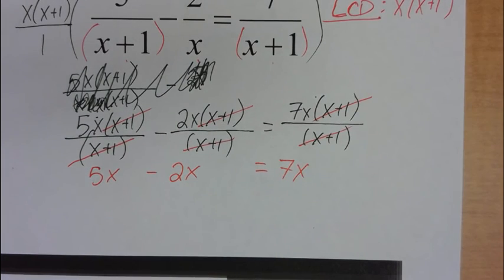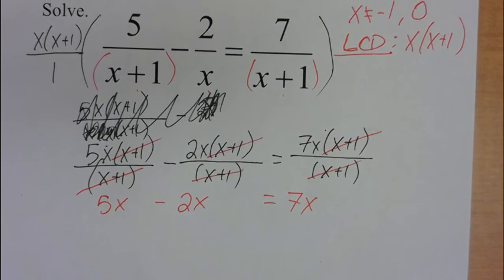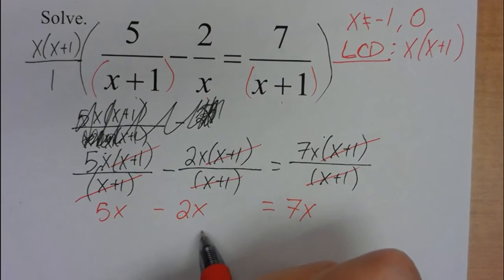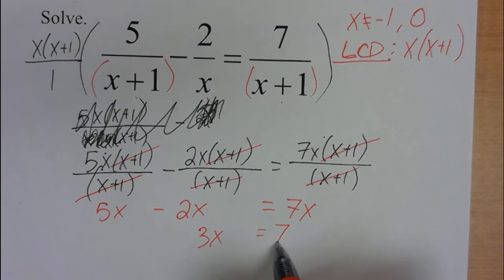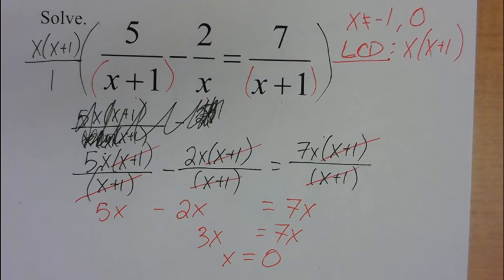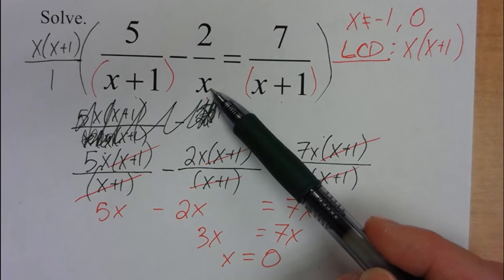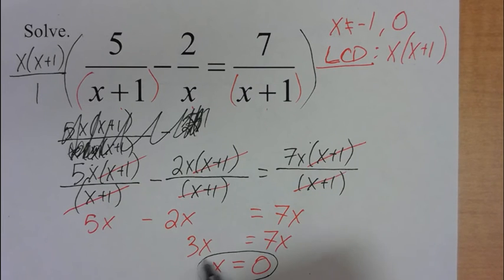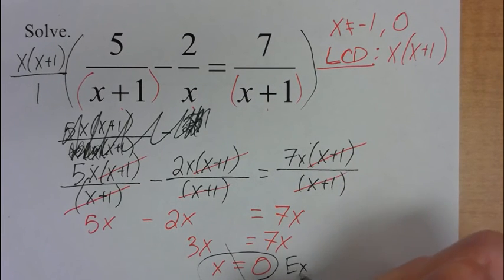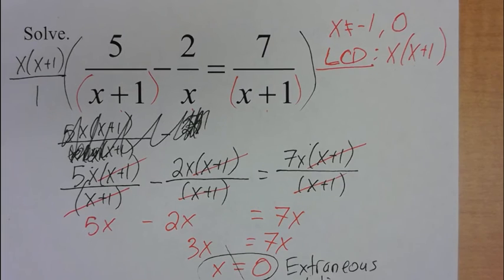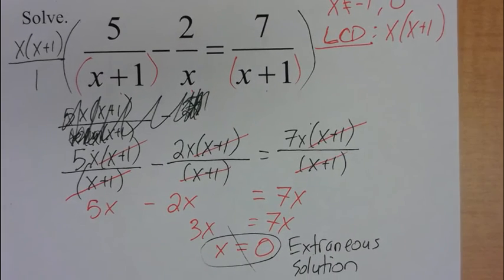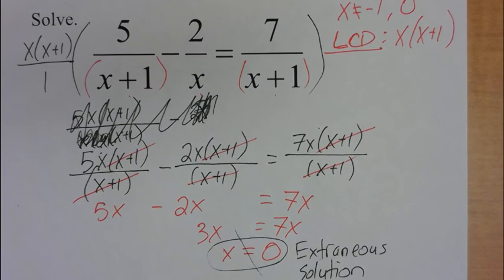Great. Now, if we combine these, that means that 3x would equal 7x. The only thing that's going to make that work is 0. But we already know we can't use 0. That would make this denominator 0. And so that means that this is another example where the solution is extraneous. And so this one doesn't have a solution, which, as you've seen in lots of different topics, can happen with solving equations.